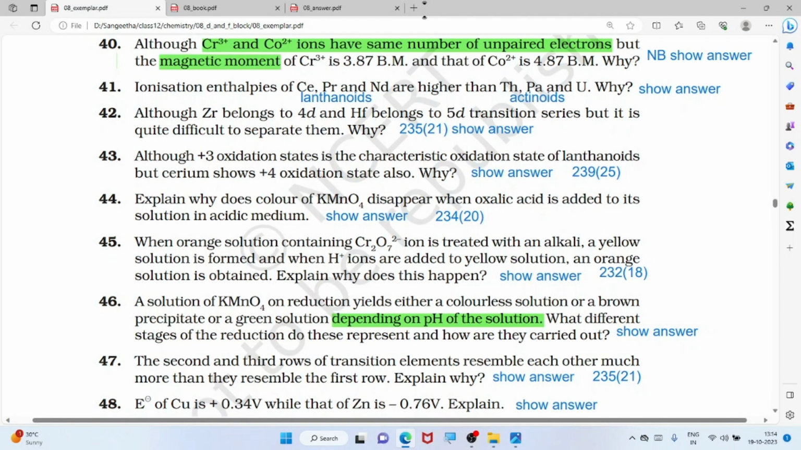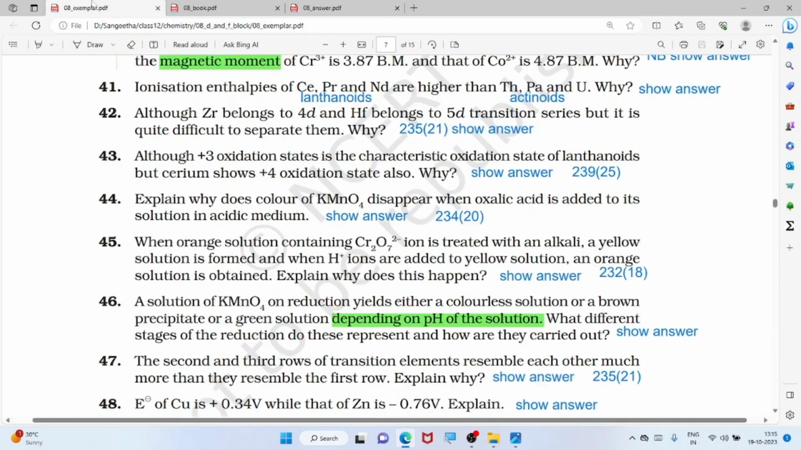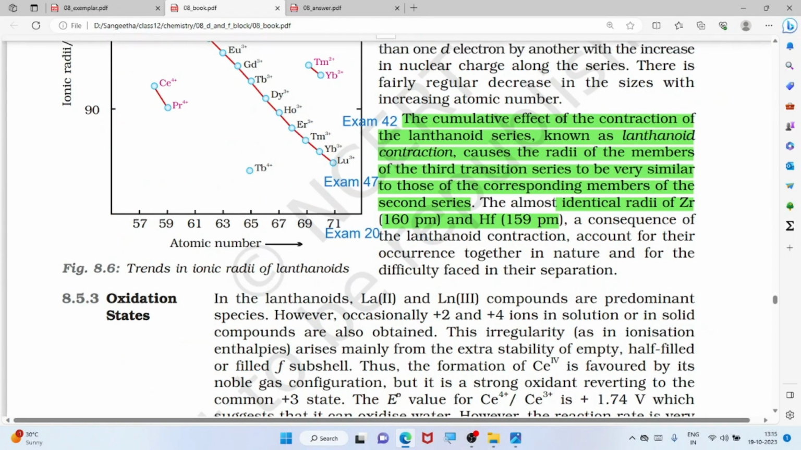For lanthanides, +3 is the common oxidation state, but cerium shows +4 oxidation state also. It is because after losing one more electron, it occupies this electronic configuration, which changes to the stable configuration.